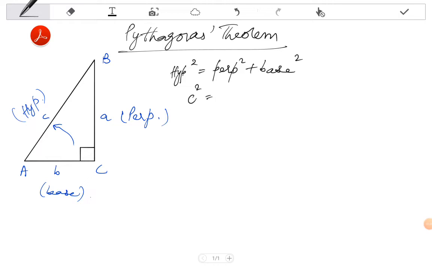It's not necessary whether you decide perpendicular or base. You should just decide what is hypotenuse. The most important thing is the hypotenuse. Okay, c square should be separate on one side. The biggest side's square, hypotenuse is always the biggest side, equals the sum of the squares of the other two sides, whichever you call base and whichever you call perpendicular, doesn't matter.